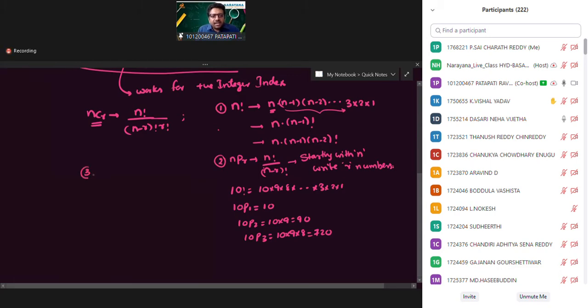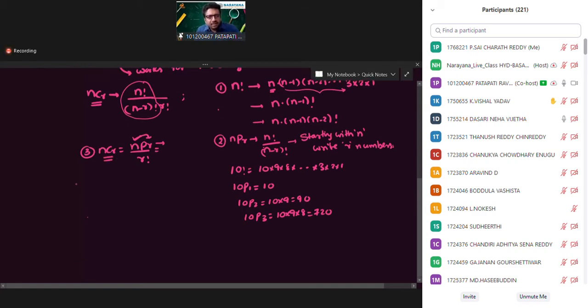And third, nCr. nCr is nPr by r factorial. Is it? Yes or no? n factorial by (n minus r) factorial is nPr, right? Yes, sir. So what is nPr? Starting with n, r numbers, by r factorial. Do you understand? Yes, sir. Starting with n, write r numbers by r factorial. Okay. This is a shortcut to find nCr when you do the calculations.